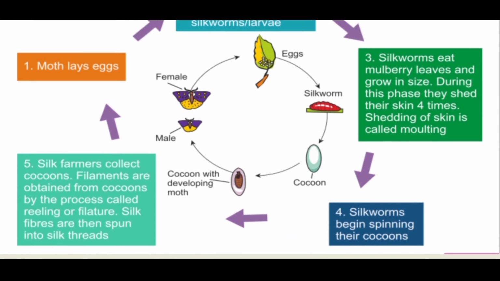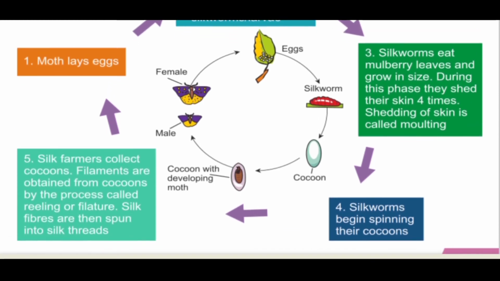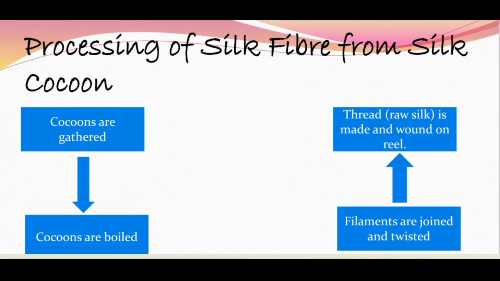Fourth step, silkworms begin spinning their cocoons. The cocoon is the outer white colored part. Fifth step, silk farmers collect cocoons. Filaments are obtained from cocoons by the process called reeling or filature. Silk fibers are then spun into silk threads. Now the processing of silk fiber from the silk cocoon.